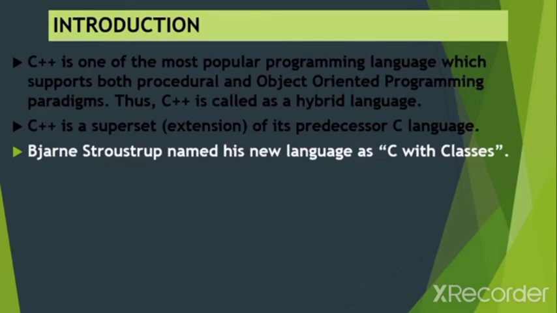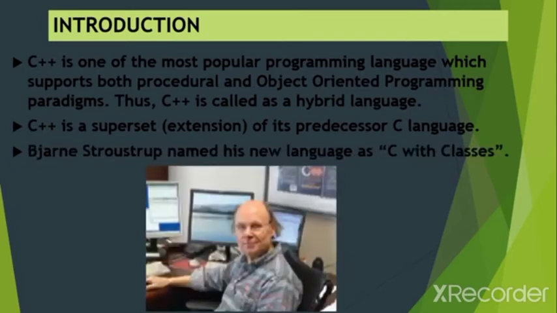So Bjarne Stroustrup is the developer of C++. First, they named it C with Classes. So he is a person who was born on 30th December 1950. He has a master's degree in mathematics as well as computer science, and he completed his PhD in computer science in the year 1979.